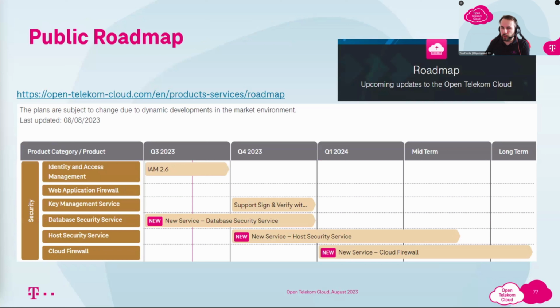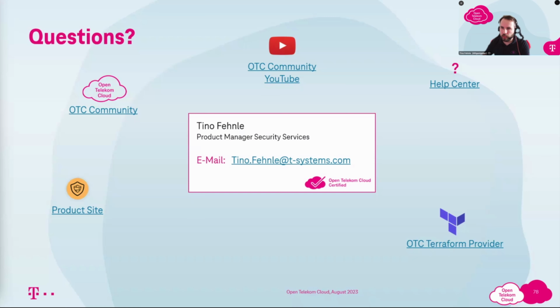So here you can see the plan. When do we want to release new services? You can also hover over it, and then you can see a rough summary of what the service should do. And this is really your place to go if you want to see what happens on Open Telekom Cloud, not only for security, but generally, because you can also see for compute, container, for basically all the services we have, what will come in the future. Basically, this is also concluding the roadmap and all topics I had on the agenda for today.